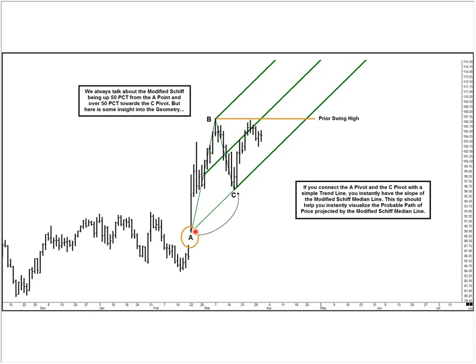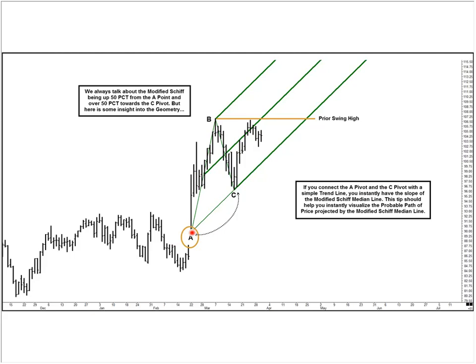Before you even draw this modified Schiff, a lot of times if you're at the website and you watch during the premium sessions or you watch me draw here, you'll wonder how I can see median lines and modified Schiffs in my head and know which one to draw so quickly. It's because to find the slope of a modified Schiff median line, all you have to do is connect the A to the C and project it forward. You don't have to even go up 50%, over 50%, bisect the BC, connect it. You don't have to do any of that. You literally connect the A to the C, project it out. You've got the line already.